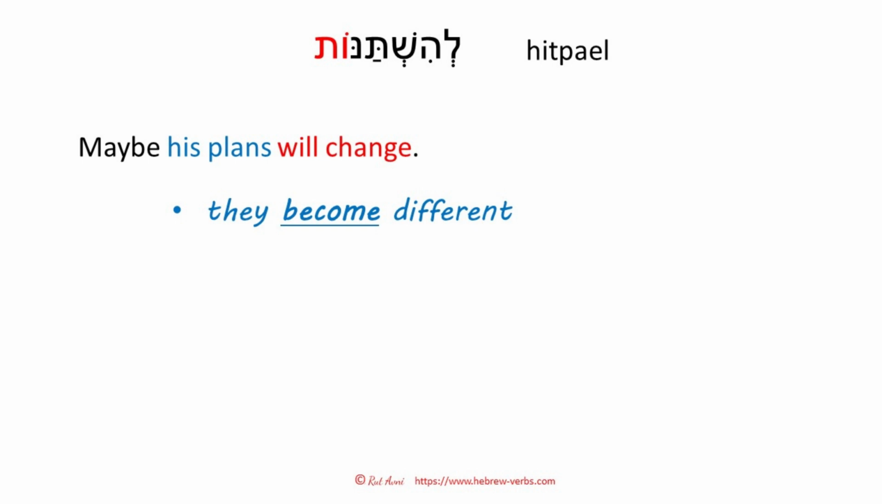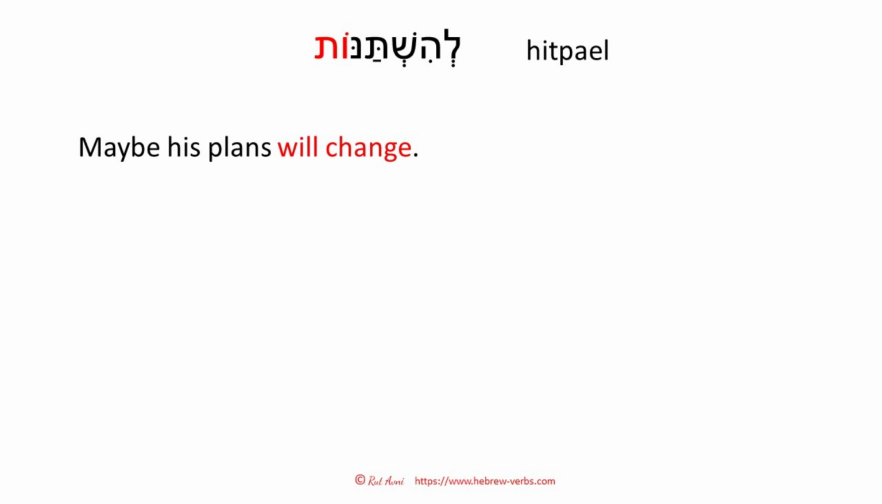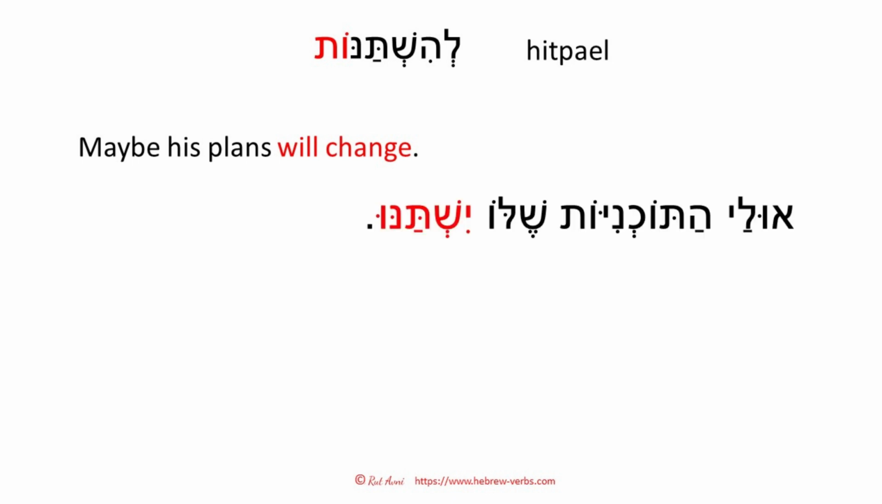They become different. So become, a process to become something, is very much hitpa'el. And there is nobody else doing it to them. The plans are not being changed by somebody else. They will change themselves, so to speak. Okay, so this is the grammar behind that sentence. And this is the reason why we are here in hitpa'el. Now, the sentence, maybe his plans will change, is in Hebrew, אולי התוכניות שלו ישתנו. So, plural, because the plans will change.